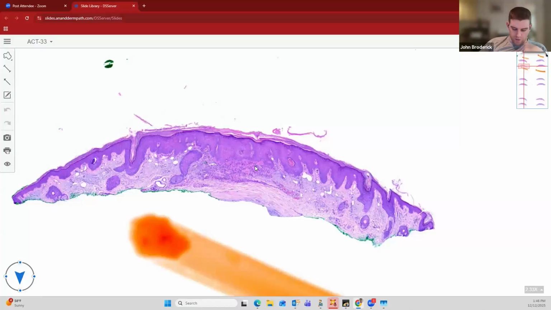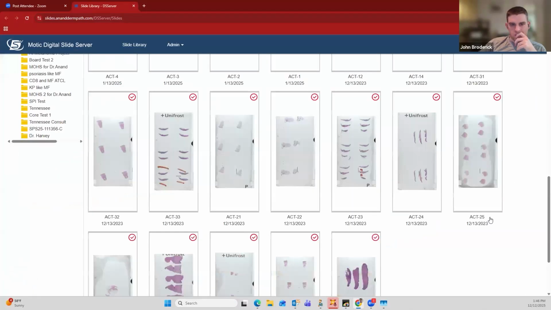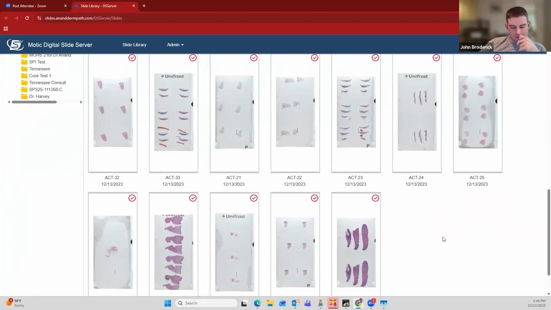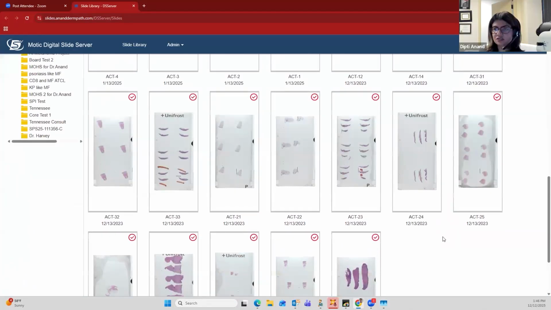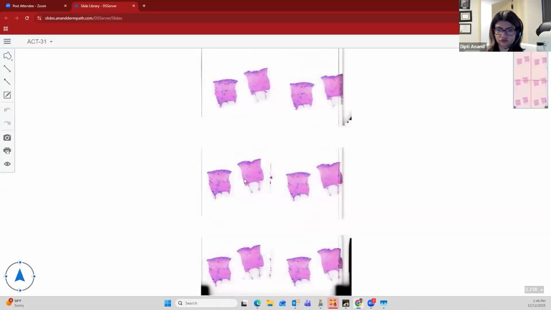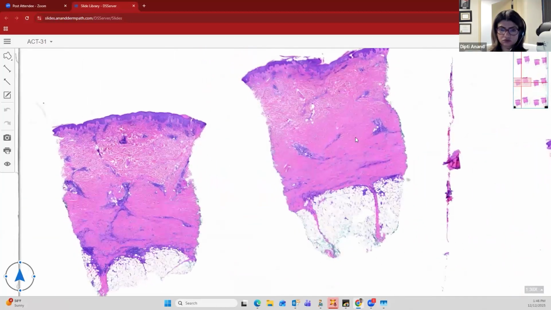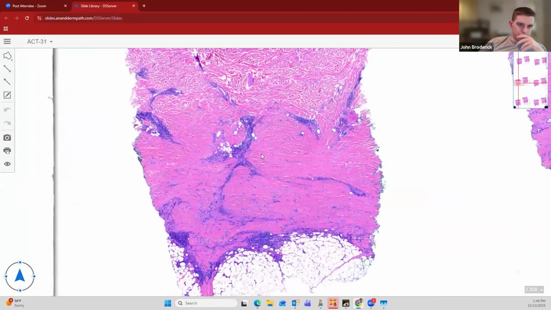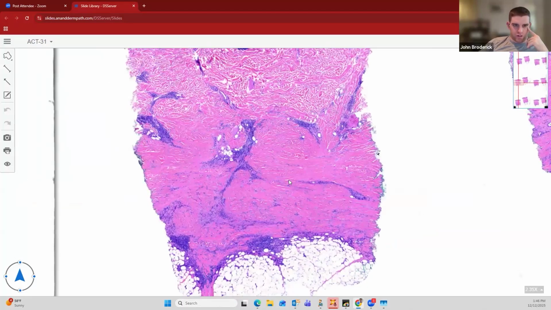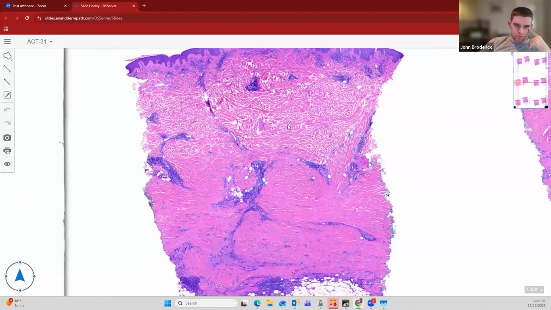Would you be able to go back to 31 real quick? What is that? Oh, okay. Where is 31 here? Is this more like the infiltrate that you would see typically for scleroderma?